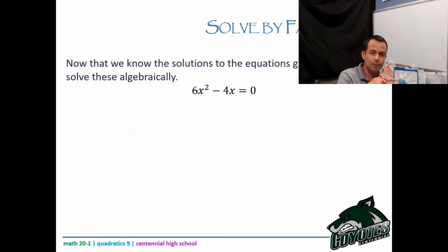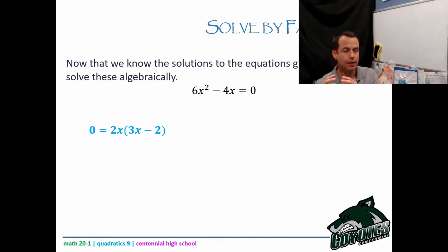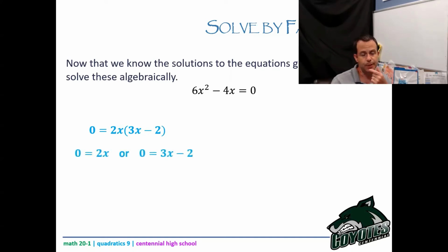I've got 6x squared minus 4x equals 0. If I want to factor that, this is not a trinomial, but I can take a greatest common factor out. The greatest common factor would be 2x. So if I took out the 2x, I'd have 0 equals 2x, and what I'd be left with in brackets is 3x minus 2. Okay, so here's the zero product principle. It's 2x times 3x minus 2. If A times B equals zero, either A or B have to give me zero. So I say either zero comes from my 2x or zero comes from my 3x minus 2. And I just solve each of those.